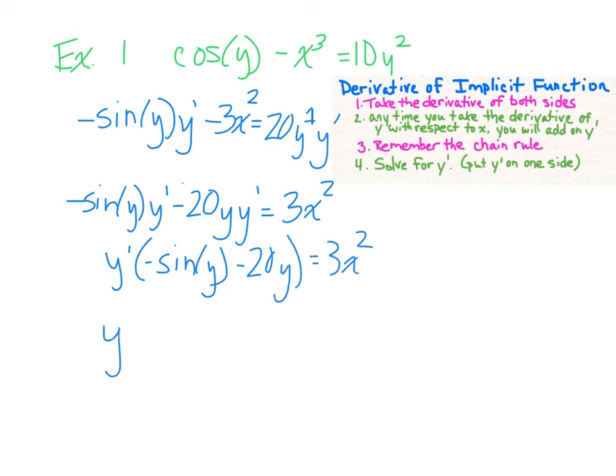And our ultimate goal is to solve it for y prime, so if I divide everything by negative sine y minus 20y, that will give us our answer. Notice y prime, or our derivative, the answer may have both x's and y's in it. Let's look at another example.